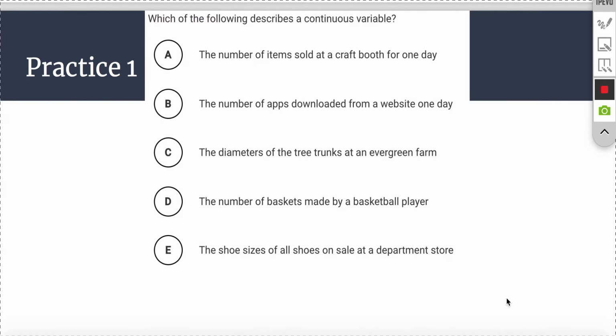I do want you to practice with this. I want you to read this question and then answer the prompt that pops up on the video. Which of the following describes a continuous variable? Go ahead and read the choices and answer the question.